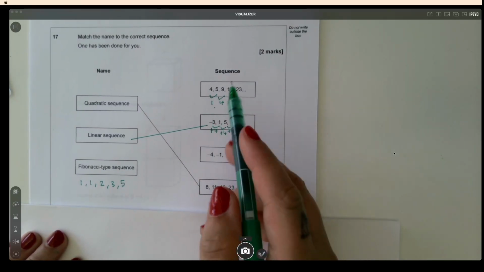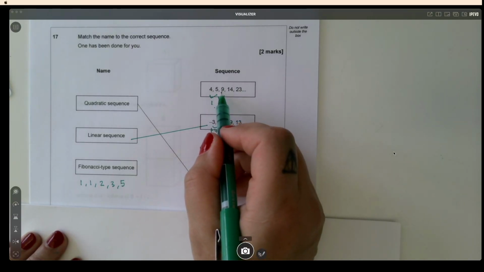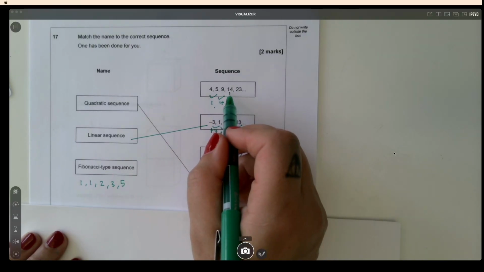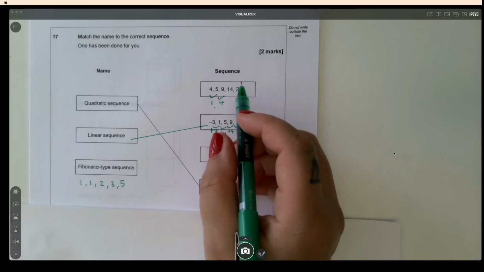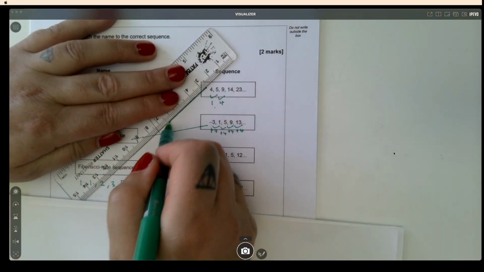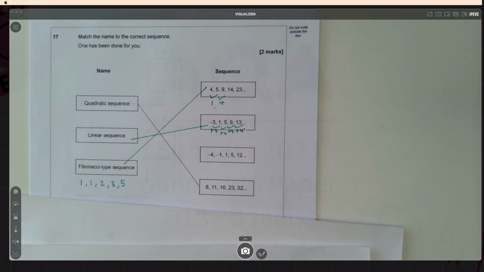So let's continue this one. From 4 to 5, 4 plus 5 is 9. That works. 5 plus 9 is 14. That works. 9 plus 14 is 23. That works. So this is our Fibonacci sequence because we're adding the previous 2 terms to make the next one.